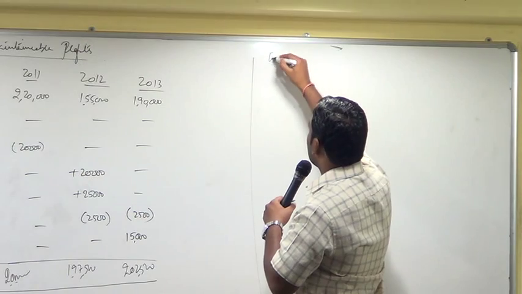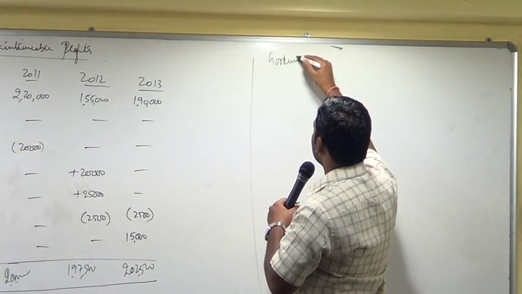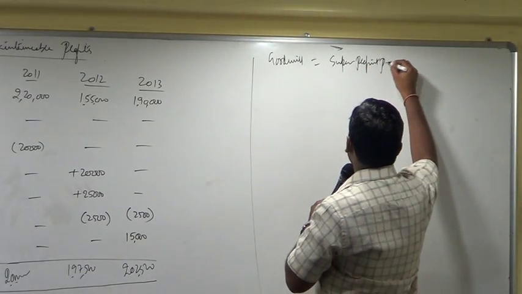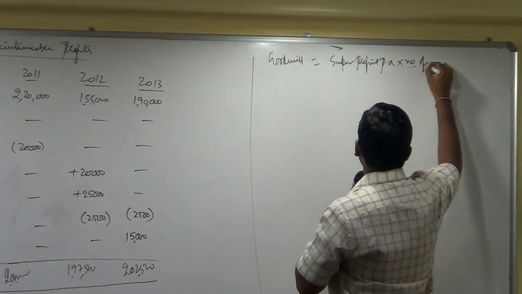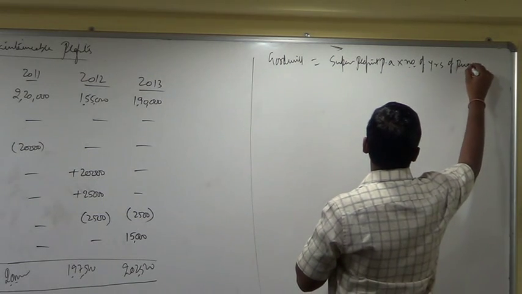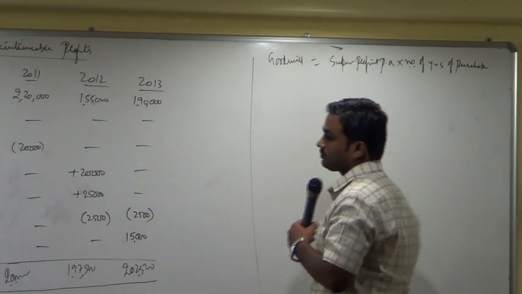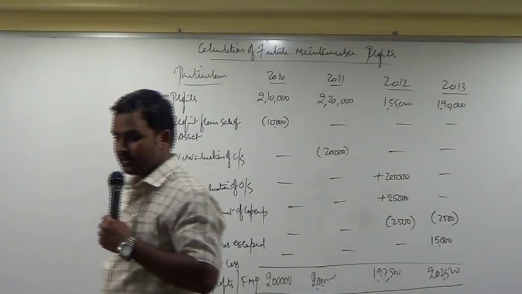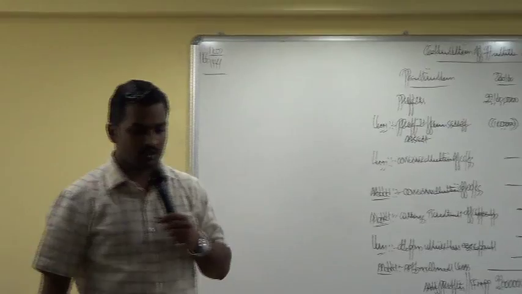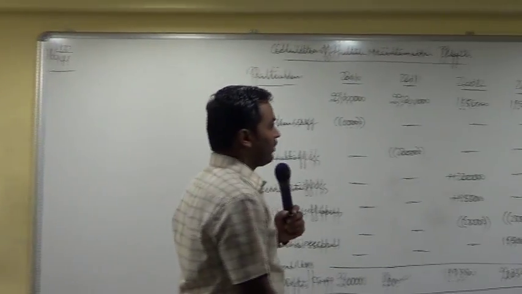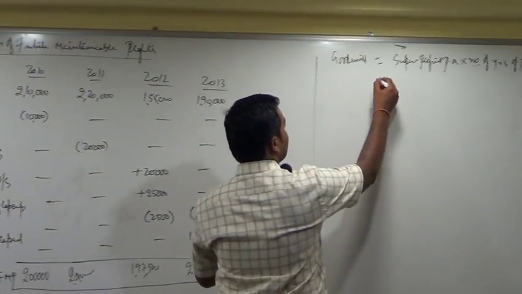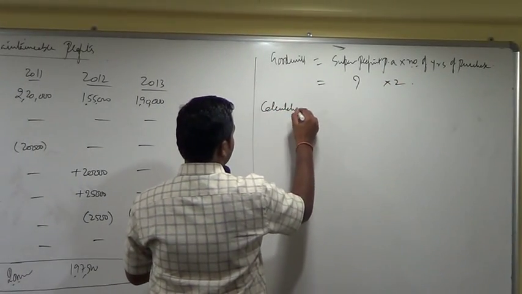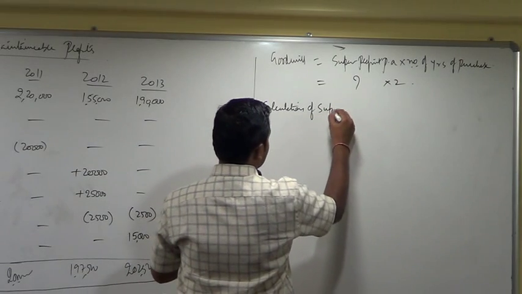You will write goodwill is equal to super profits per annum into number of years of purchase. The problem provides what is number of years of purchase? 2 years. Into 2. Now calculation of super profits.